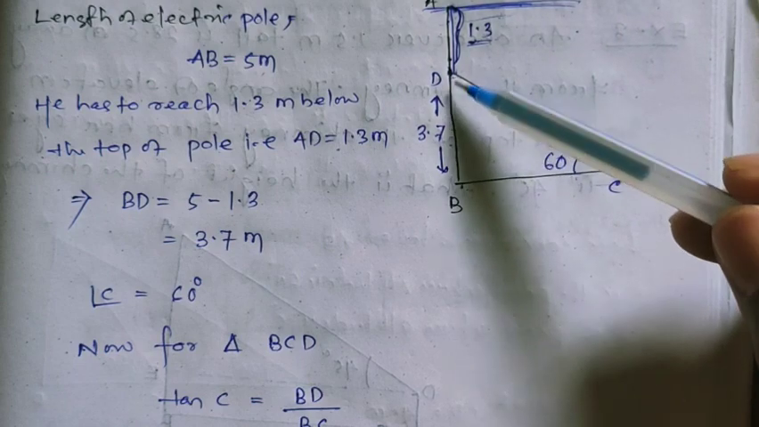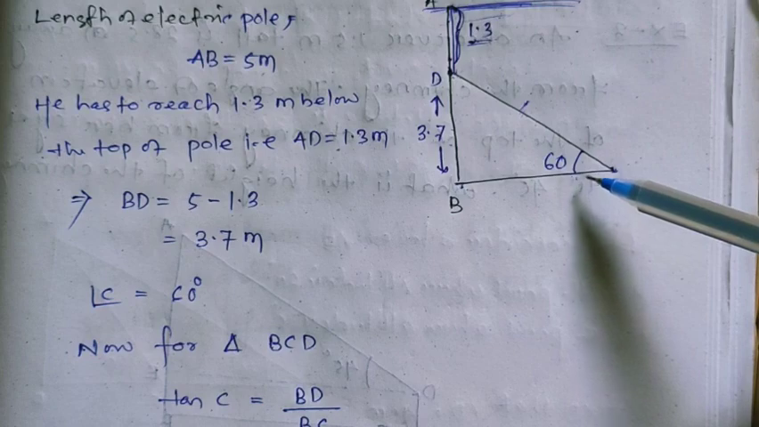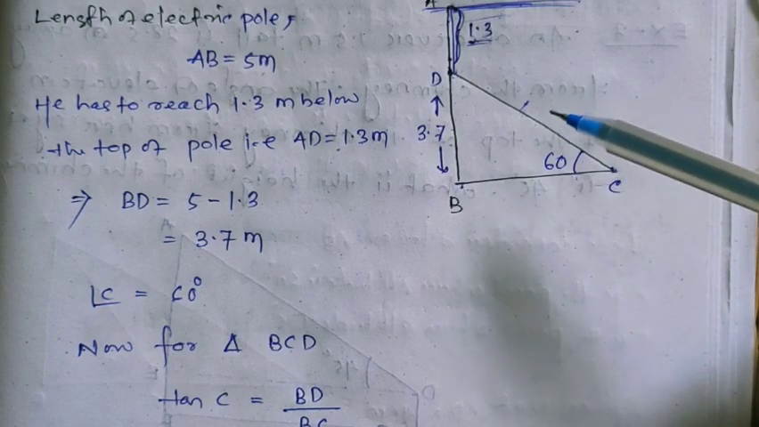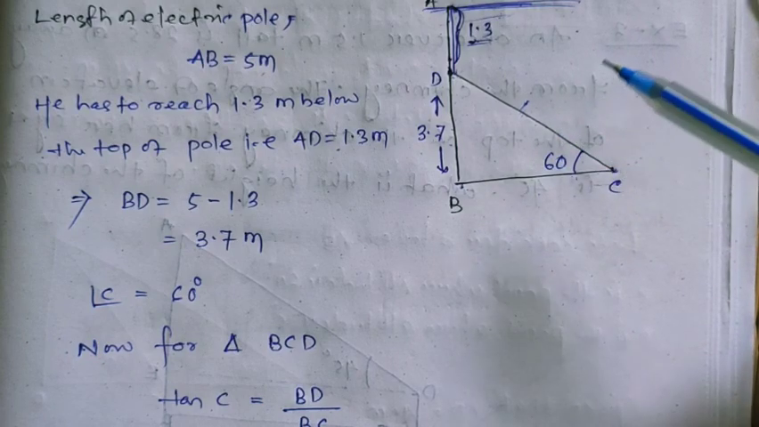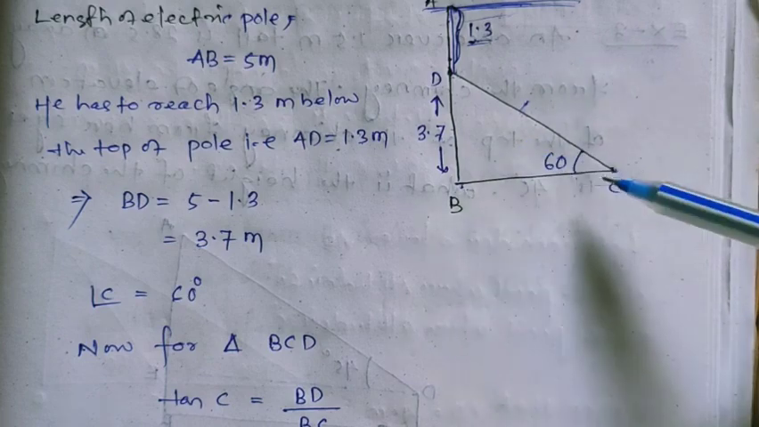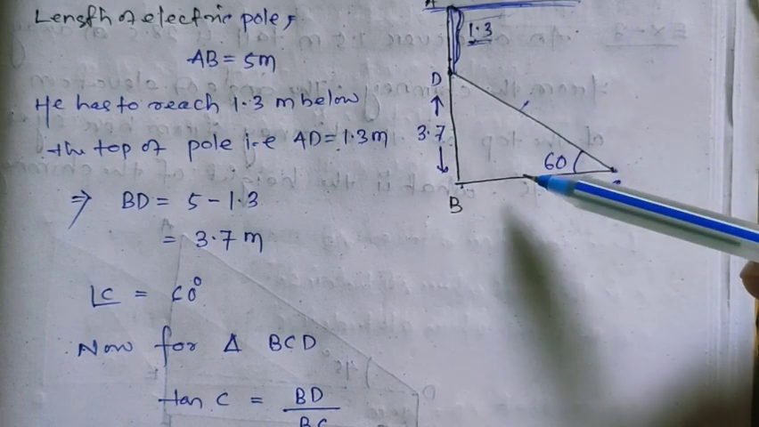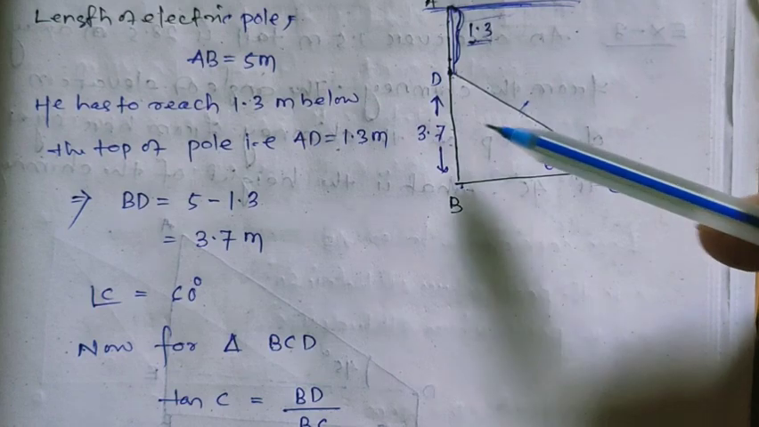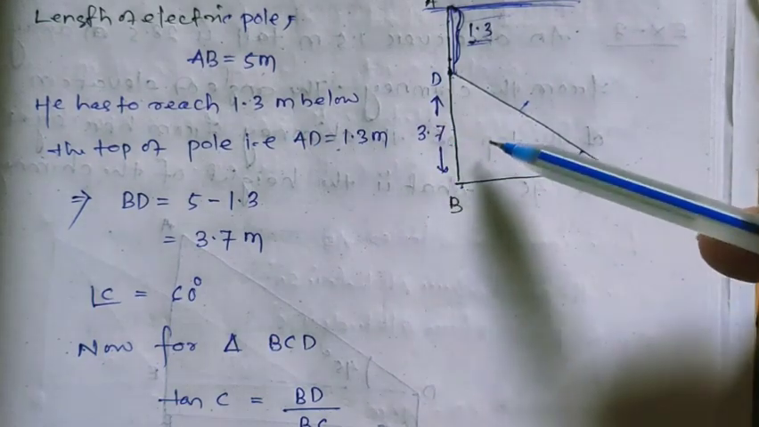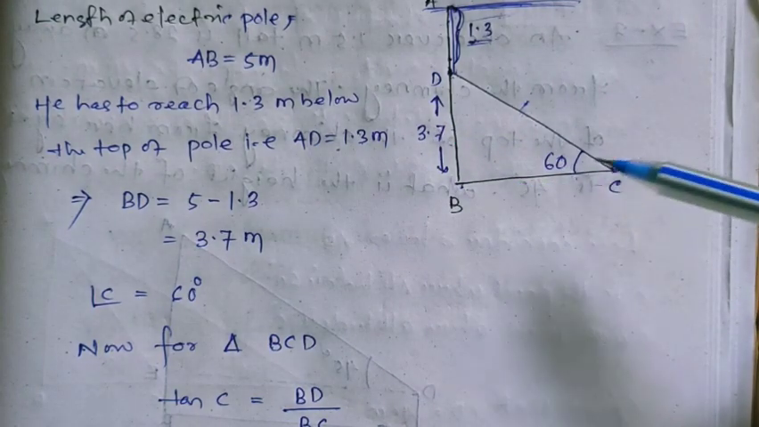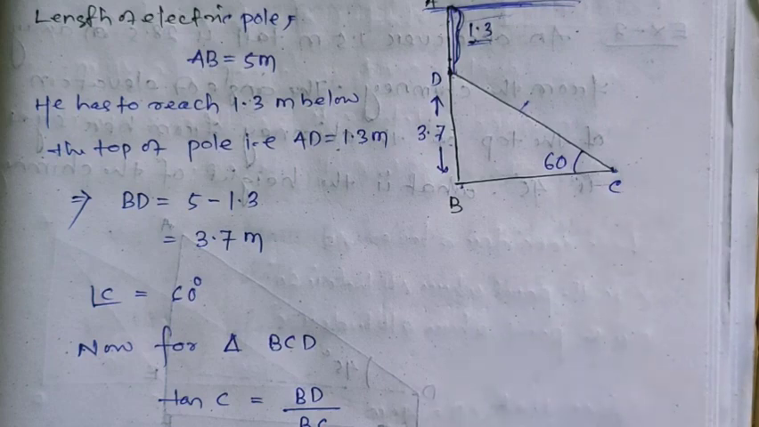Sine 60 is equal to BD by CD, right? So that will be your 4.28. And again tan theta, putting tan 60 is equal to 3.7 by BC, then we can find BC as 2.14 meter. Understand? Okay, let's go to the next example, that is example number 3.